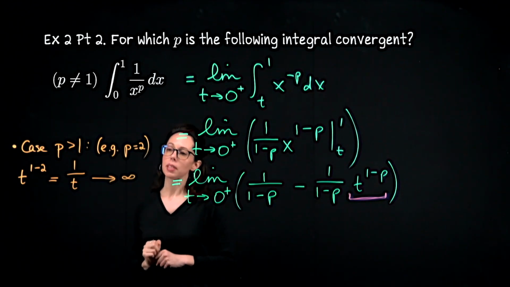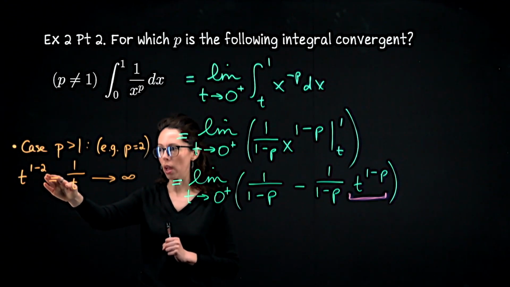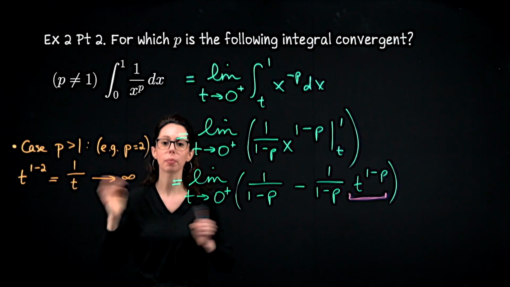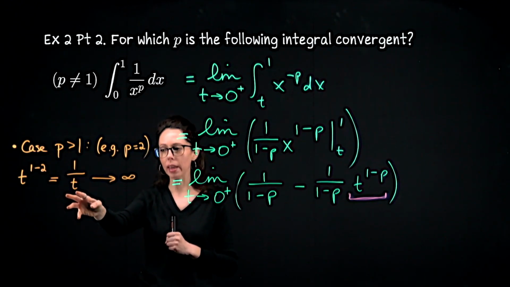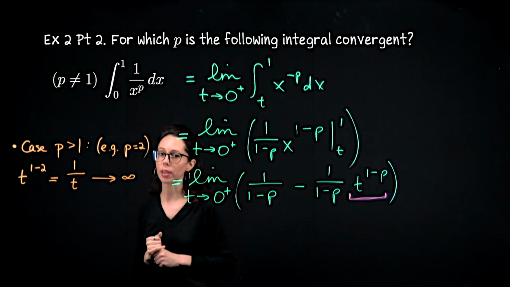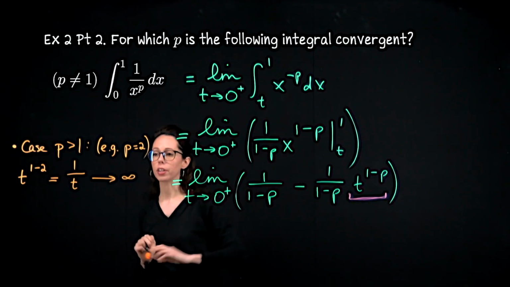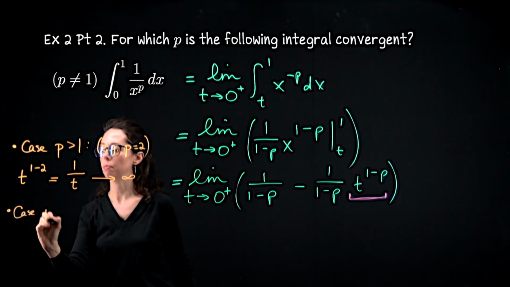So that's looking specifically at p equals 2, but now you realize that if p is any number larger than 1, we would have t to a negative power. So t to the 1 minus something bigger than 1. And then if we have t to a negative power, we can invert it in this way. And then as t goes to 0, any such expression is going to blow up to infinity. So when p is greater than 1, we don't get convergence. This would diverge.